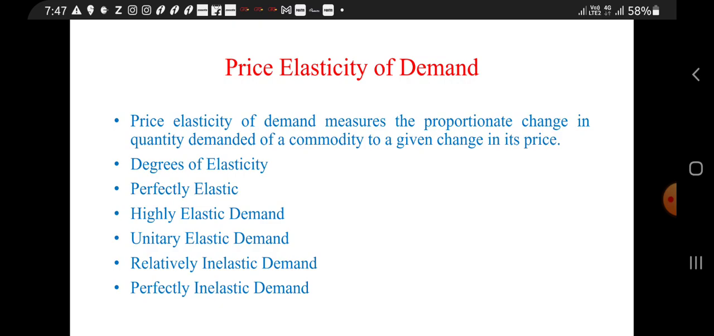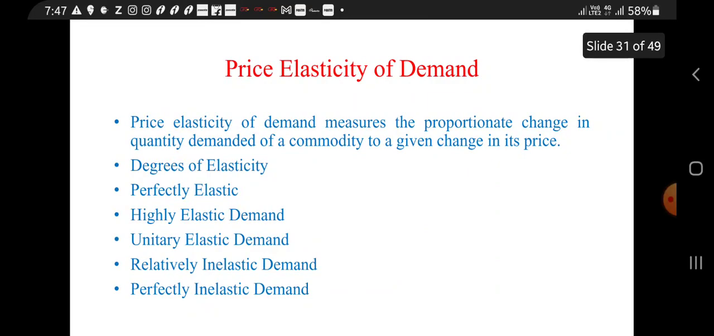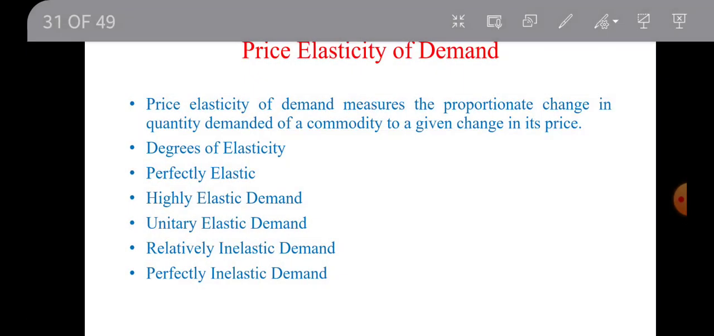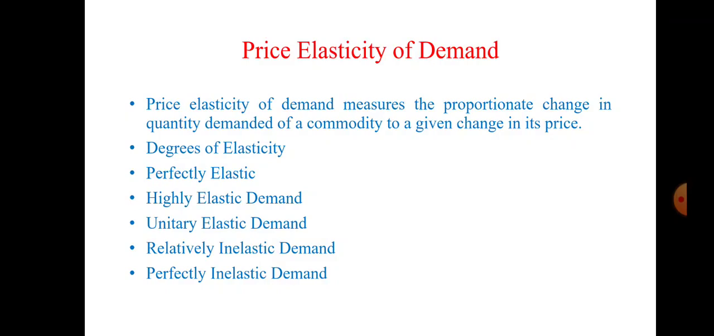Suppose a unit rise in the price definitely affects a unit change in the demand. If that is the case, then it is called unitary elastic demand. Suppose the change in price is 10% and the change in demand is 20%, then it is called highly elastic demand. And if the change in price is 20% and the change in demand is 10%, then it is called relatively inelastic demand. Like that we can categorize the elasticity based on the price to the quantity demanded. So that is called price elasticity of demand.